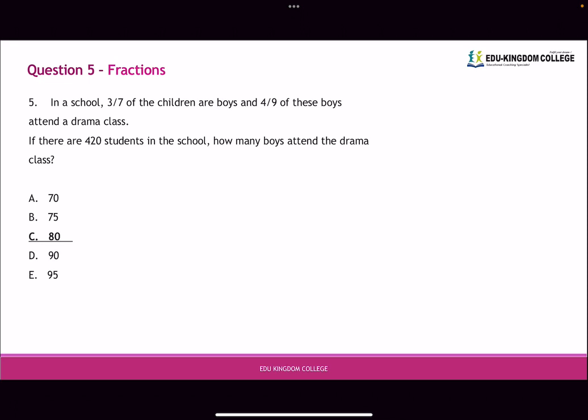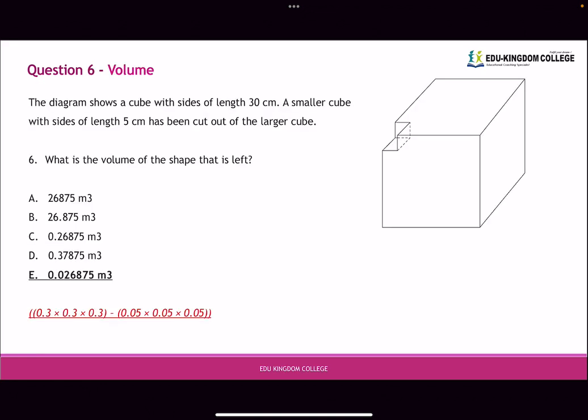Question 5, so this is a fractions question. There's 420 students, 3/7 are boys. So what's 1/7? 1/7 is going to be 60, times 3, so 3/7 is going to be 180. Now, 4/9 of these boys attend a drama class. So what's 1/9? 1/9 is 20, times 4, so 4/9 should be 80. So 80 boys attended a drama class.